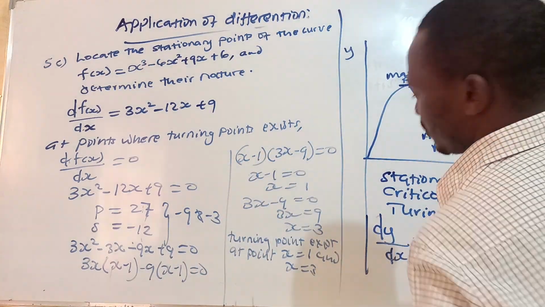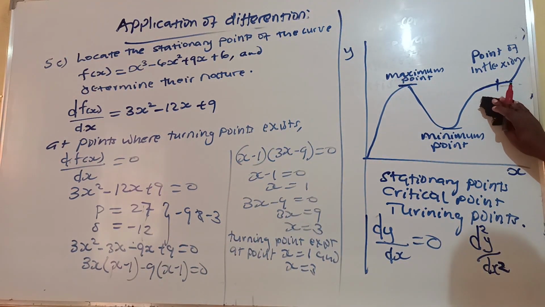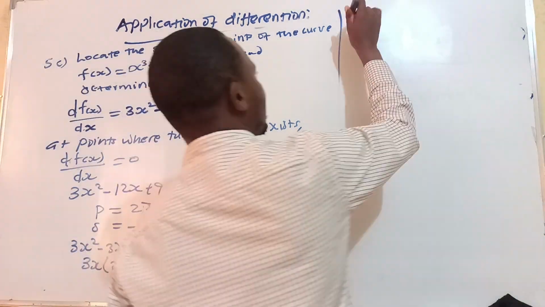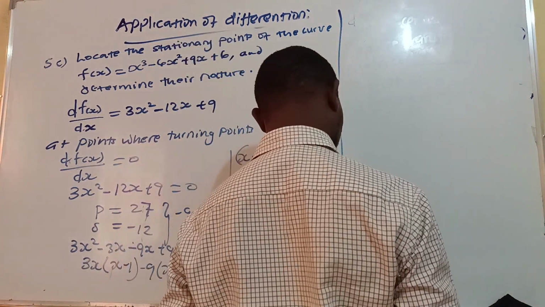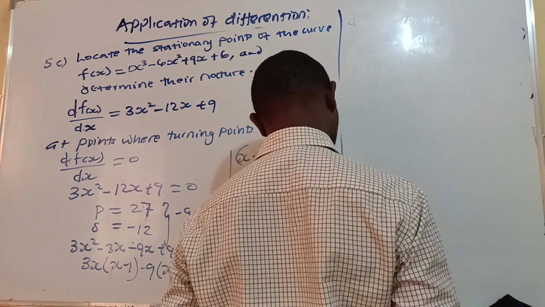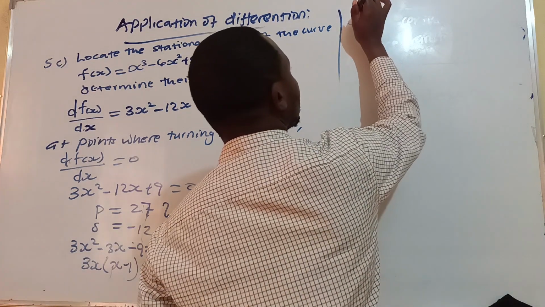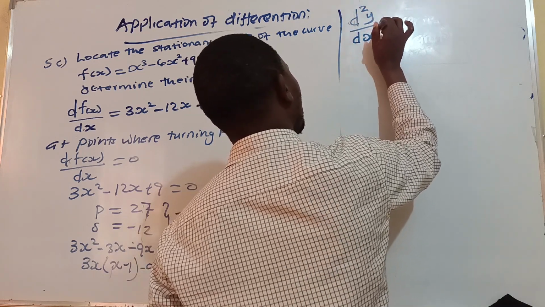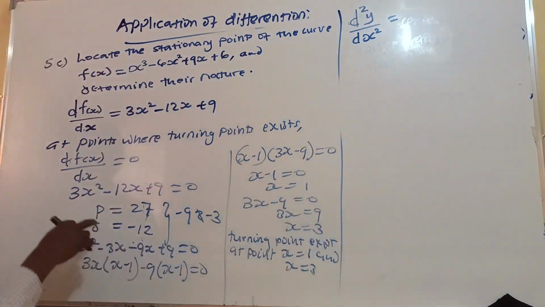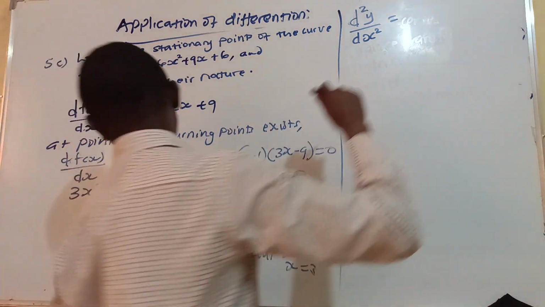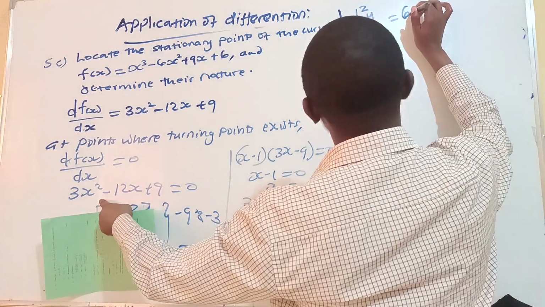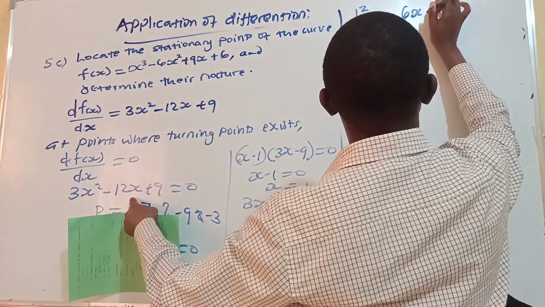We should now determine the nature of the critical points. How do we determine the nature of the critical point? We need to get the second order derivative of the function with respect to x. So we get the second order derivative of y with respect to x is equal to what? We just go back here, differentiate again. If we differentiate again here, that will be 6x minus 12.